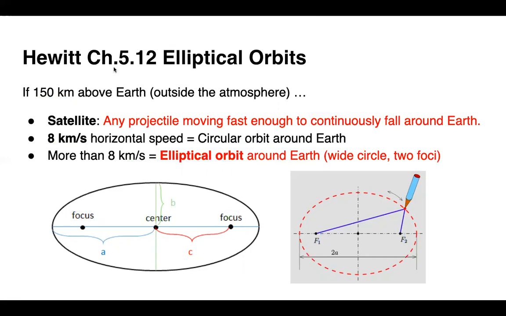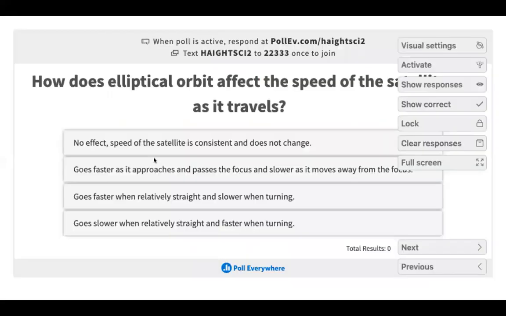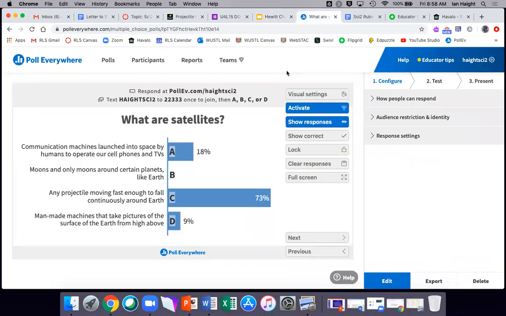Now, things get interesting when you have elliptical orbits in terms of what's happening with the speed of the satellite as it moves around. And so I know you don't have much background knowledge of this, but I just want to see what you know. So one more Poll Everywhere question to give you.